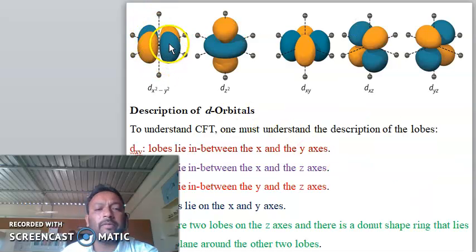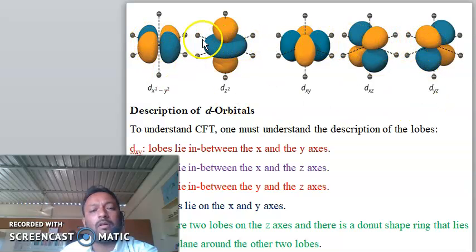Here is the colorized picture of these d orbitals: dx square minus y square, dz square, dxy, dxz and dyz. Here are the 3D pictures of these d orbitals. To understand the CFT, one must understand the description of the lobes. These are the lobes of the d orbital dxy. Firstly we will see the dxy. Its lobes lie in between the x and the y axis.